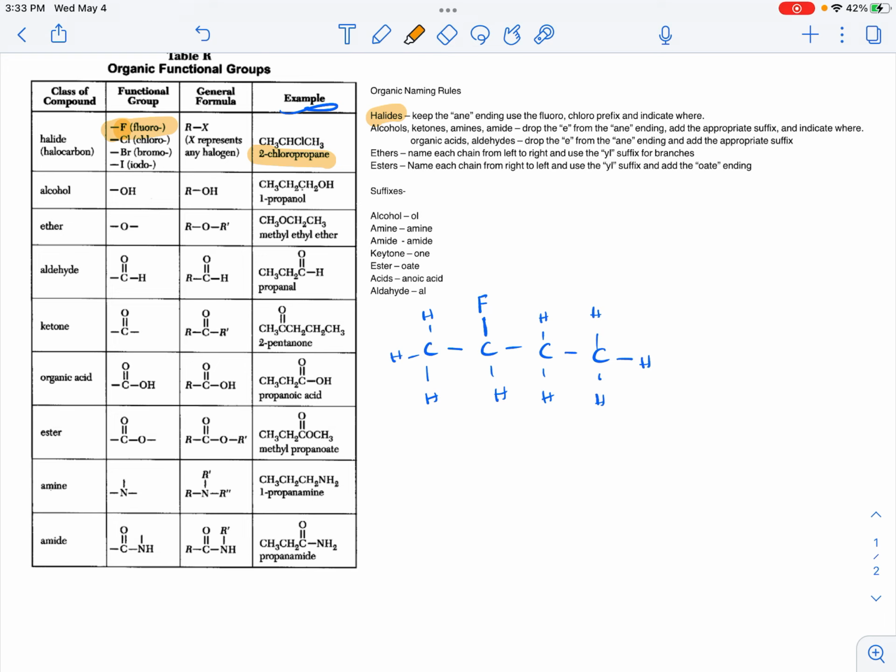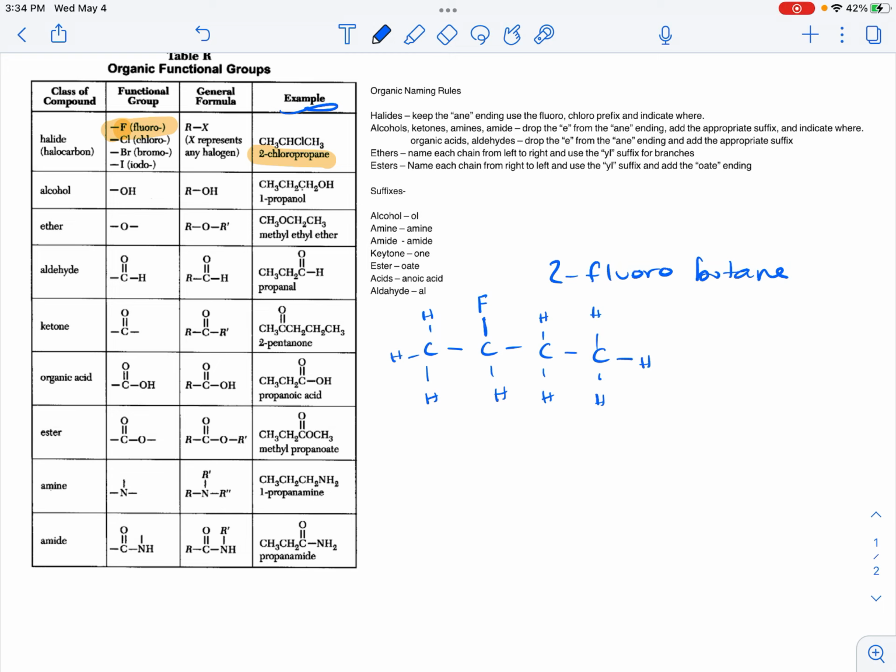So if I want to name it, I'm going to keep the A and E ending. There's 4 carbons. 1, 2, 3, 4. So we call that butane, for 4 carbons. We're going to keep the A and E ending, and we're going to add a prefix and indicate where. So this is a fluorine, so the prefix is fluoro, and then I have to say what carbon it's on. You can see it's on the second carbon from the left. So when I name this, all those pieces come together, and I call this 2-fluoro, F-L-U-O-R-O, and then butane.